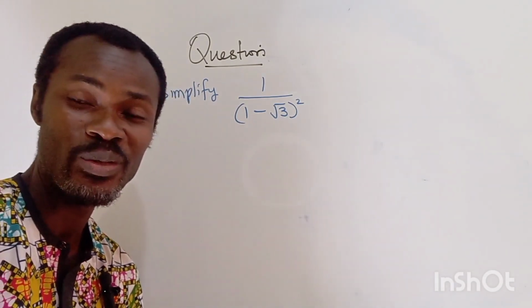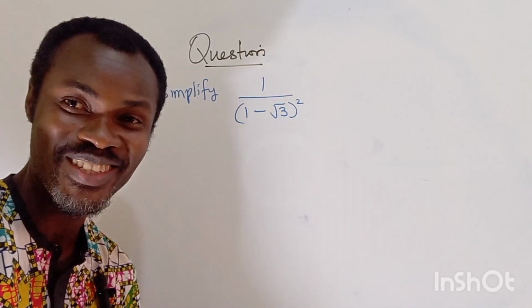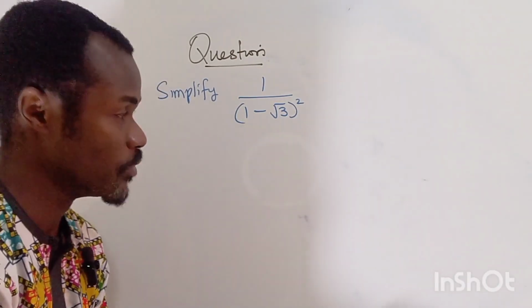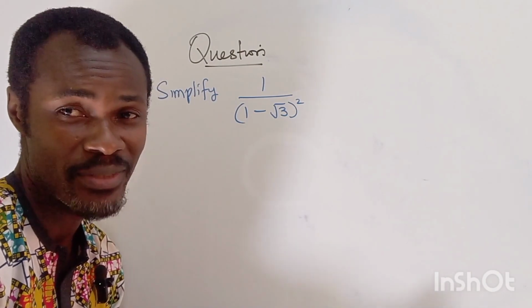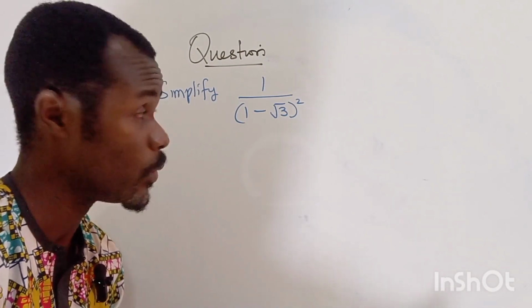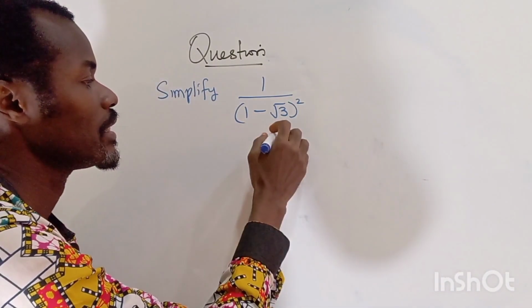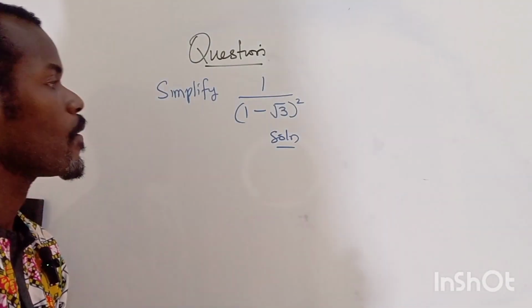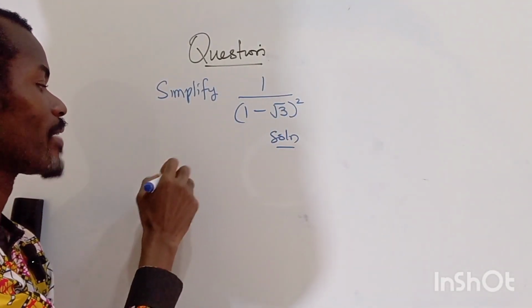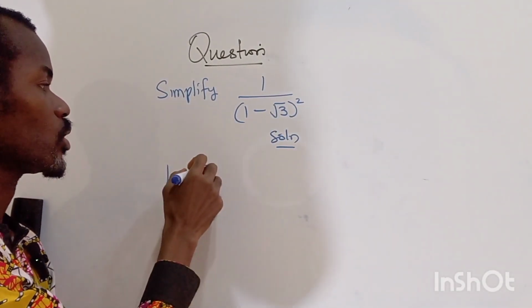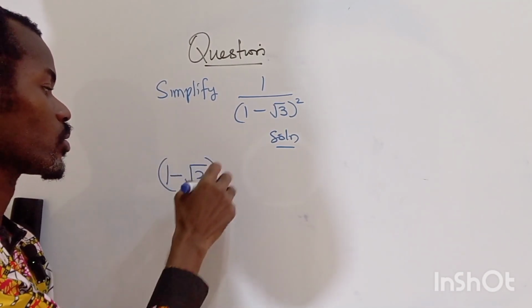Alright, so today we are going to look at this simple problem on the board on surds. You can feel free to pause the video, attempt the question and come back to the video. Alright, so our solution to this, the square, we are going to work on that first. So we have (1 minus square root of 3) all squared.